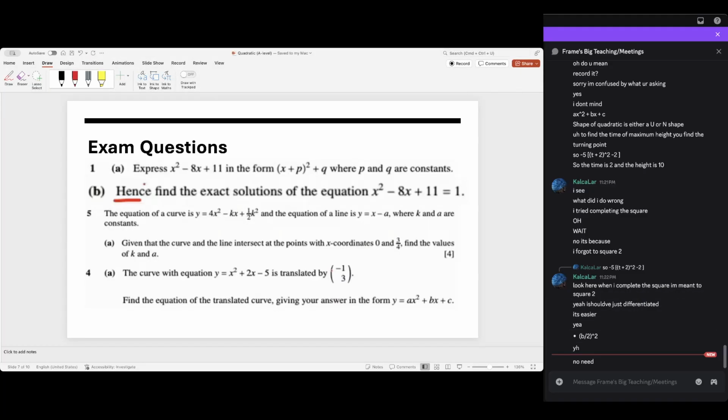Exam questions. Here are the exam questions. You can try to do them with this, and use all of this for translation too.